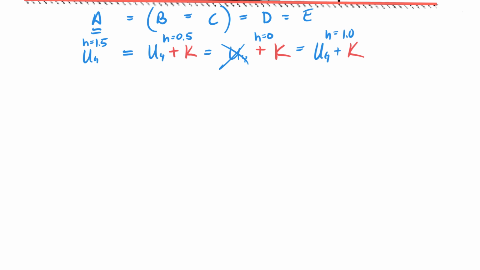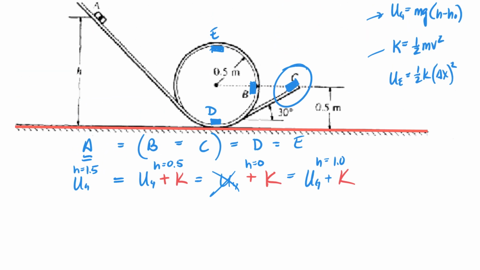I have a question for B and C. Because they're the same height, you don't write another U_G plus K, you just leave it? I could have. I'm just not going to do the problem twice. Okay, I'll show you. Let's do that one first. Let's find out the speed at B. How high are we at B?